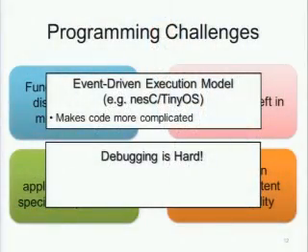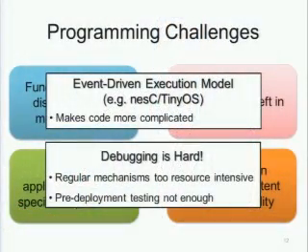Also, debugging is really hard in sensor networks. Because of the resource-constrained nature of these devices, the regular mechanisms for debugging, like logging, become too resource-intensive. Hence, people have to come up with very low-level ways of debugging sensor networks. Testing before deploying is not good enough for sensor networks because they have a deep interaction with the environment, and hence most bugs are not exposed while testing before deployment in a controlled environment.